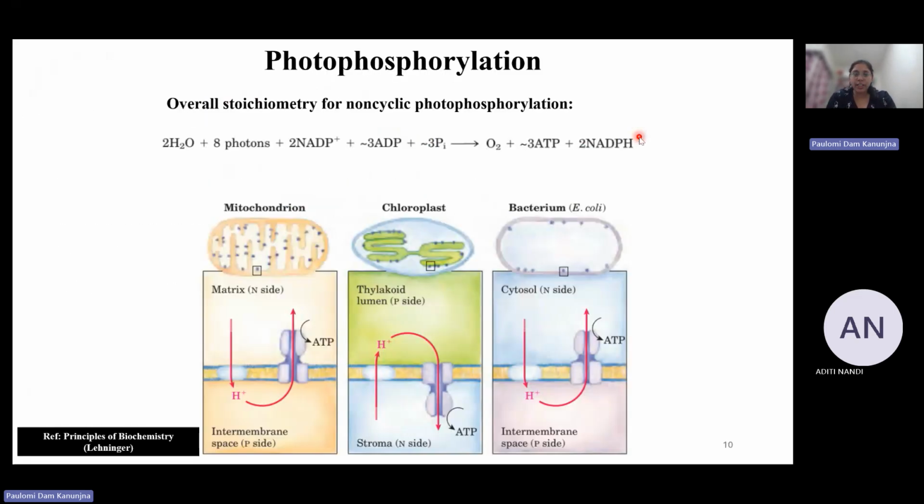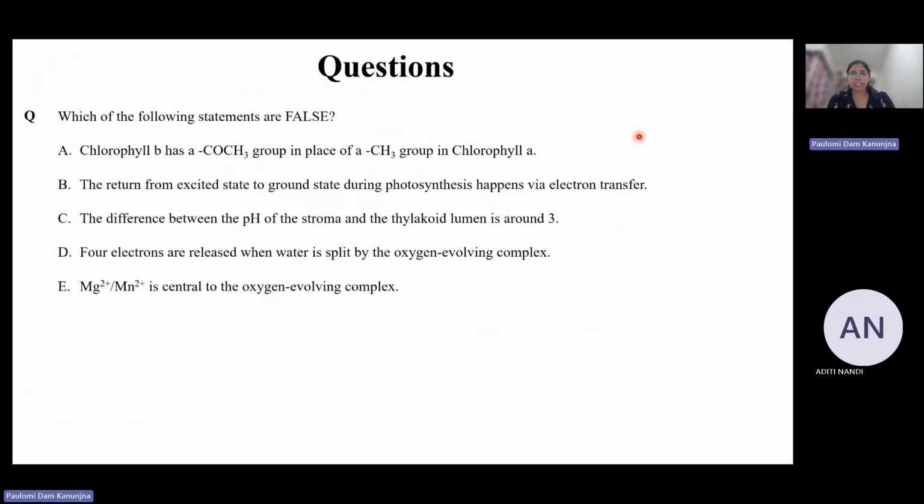Okay, that brings us quickly to the questions for today's session. Let's begin. If you remember, in my previous session we had left out some questions on oxidative phosphorylation. So what I've done today is compile the questions on photosynthesis and the previous session so that we get a revision of both topics.